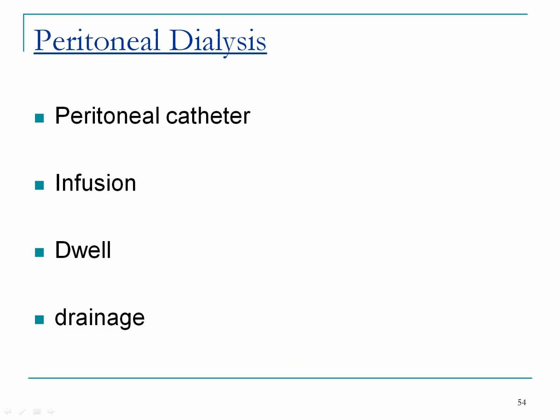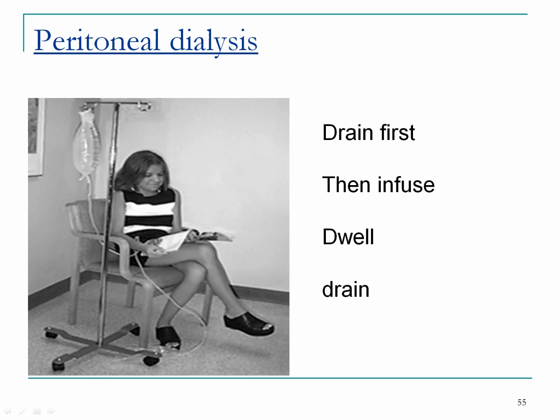The patient will have a catheter coming out of the abdomen. The fluid gets drained out of the catheter and into a bag, and then a new bag of dialysate is run into the peritoneal cavity. The fluid sits there and waits until it is drained again. So, drain first, then infuse, dwell, and drain again.